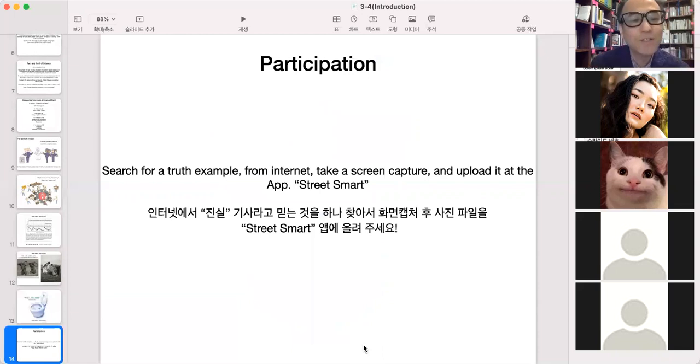Okay, the last participation: search for a truth example this time. Similarly, from the internet, take a screen capture and upload it in the app, Street Smart. You did the same participation with a fact, right? But this time, truth. Please search for an example of a truth, as media or a report from the internet, take a screen capture and upload it at the app. Okay, please.